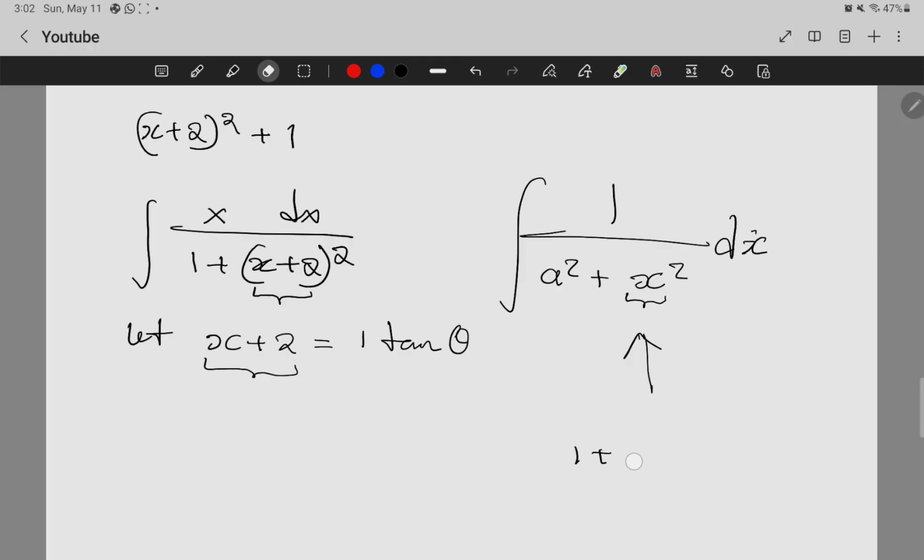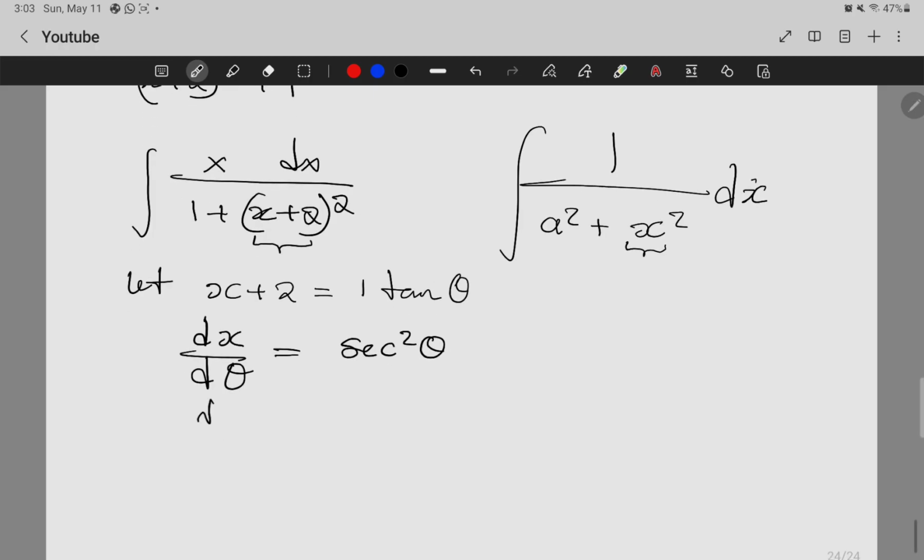But if you can keep up, you can still just let x plus 2 be equals to 1 tan theta, which is basically just tan theta. Knowing that when you differentiate with respect to x, with respect to theta, I mean, the left-hand side will just be dx d theta. The right-hand side, the derivative of tan theta is sec squared theta. So that dx is equals to sec squared theta d theta.